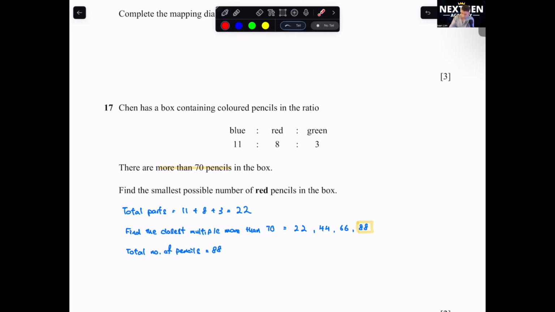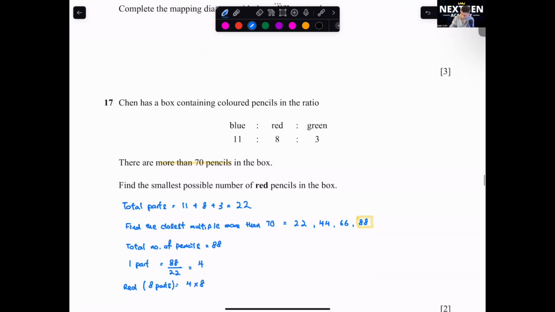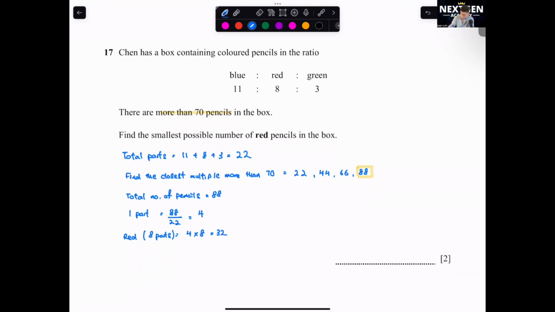Now we find one part of the ratio, which is 88 divided by 22, which equals 4. Red has 8 parts, so we take 4 times 8, which equals 32. So you have 32 red pencils. This is how I would do this question.